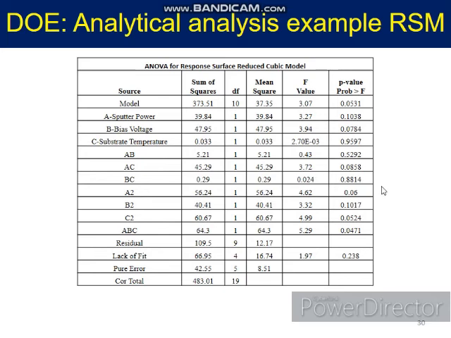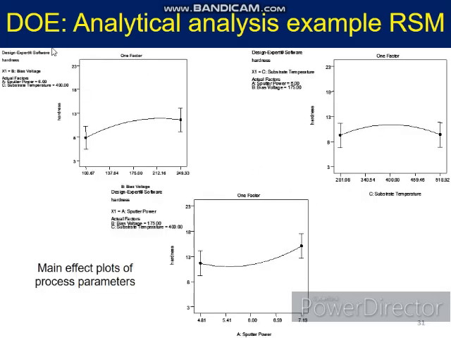So from here, I can generate the sum of the curve. This is again the main effect plot. If you remember the main effect plot, this is for bias voltage, substrate temperature, and sputter power. It shows you that as I increase the bias voltage, what happens to the hardness?